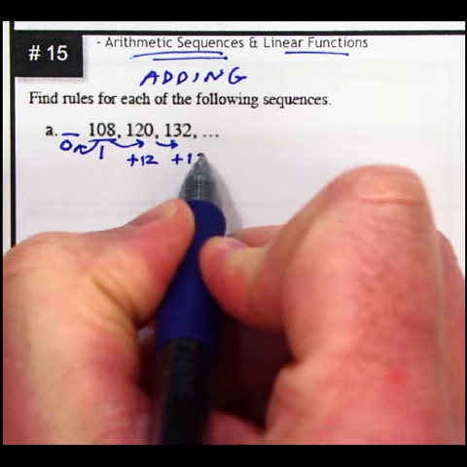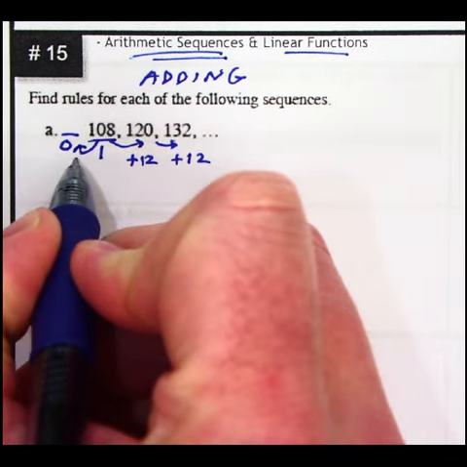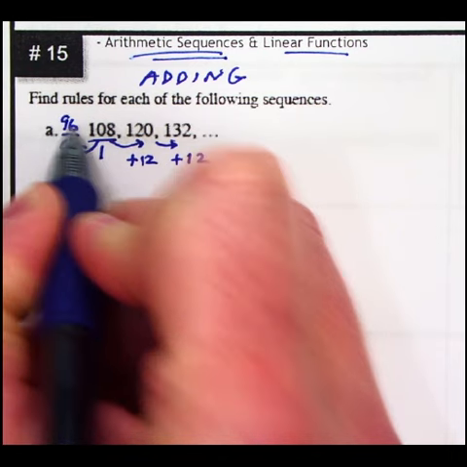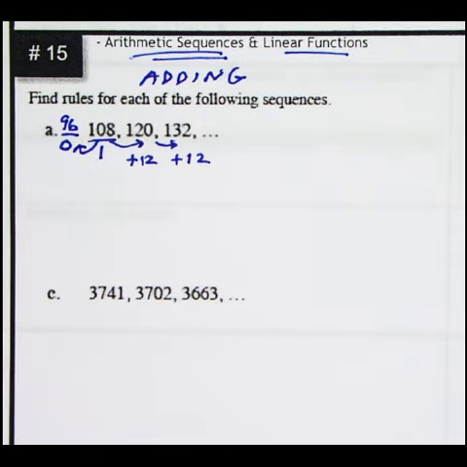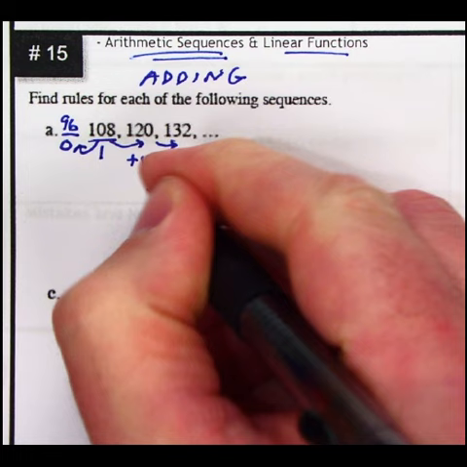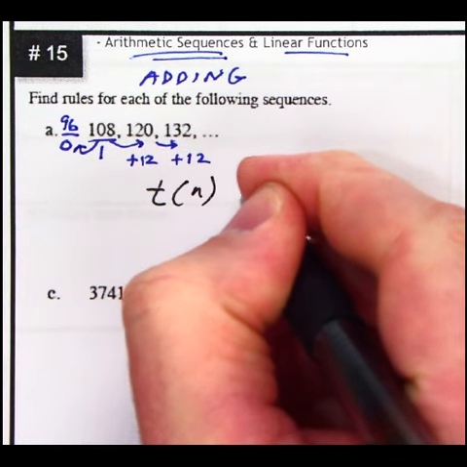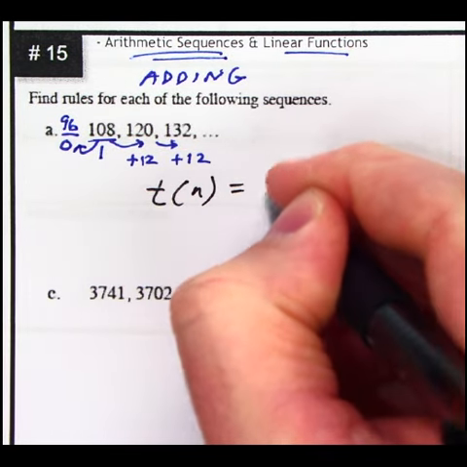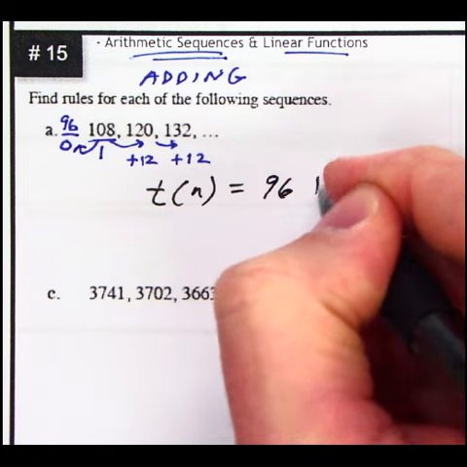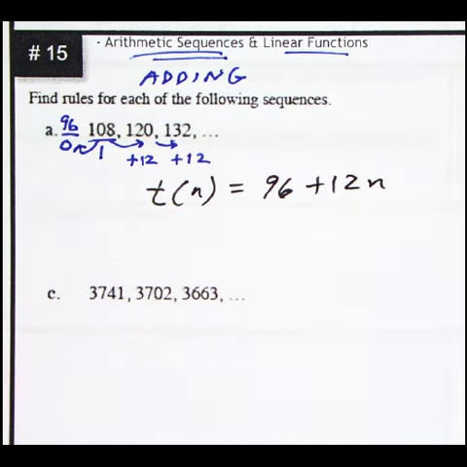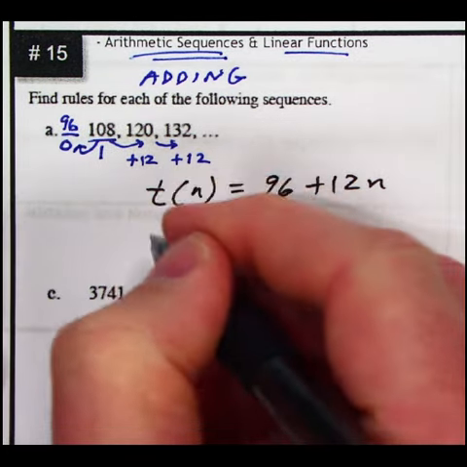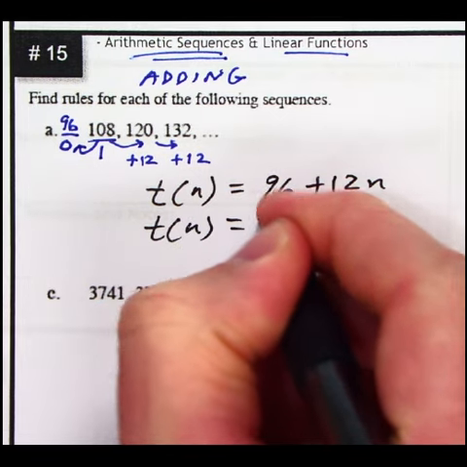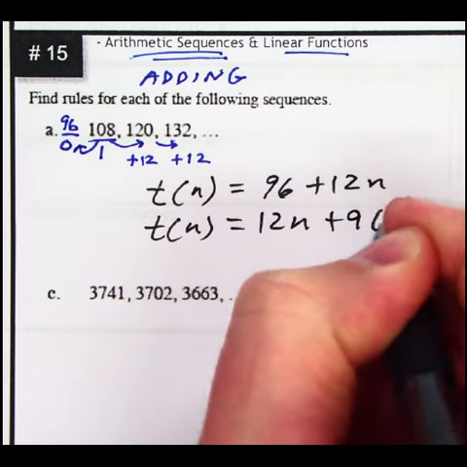So if it's adding 12, we can subtract 12 to go back one step, and we'd have a 96 right here. So one potential equation would be t of n, that's what we use for a sequence, equals 96, because that's what it starts at, plus it adds 12 every time. Now, you could also switch that around and do t of n equals 12n plus 96.